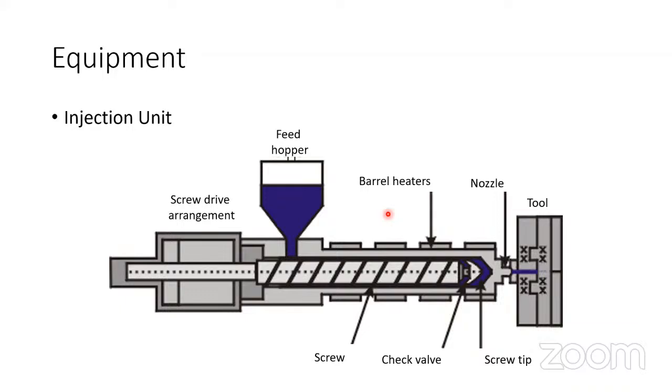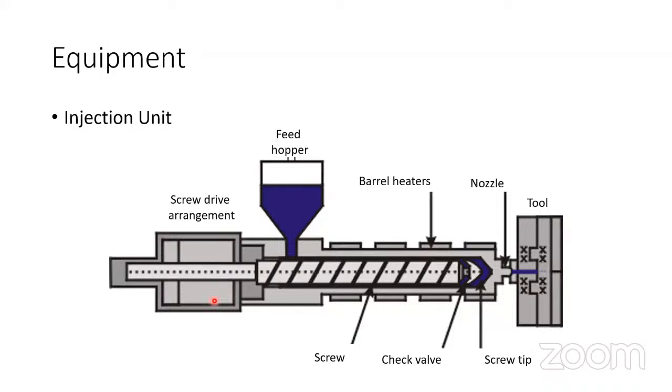Now, friend, this is the main part or section unit of the injection molding machine. How does the screw go forward and backward? Because the oil is attached here. If you pass oil here, it will push this, and then the screw will close.